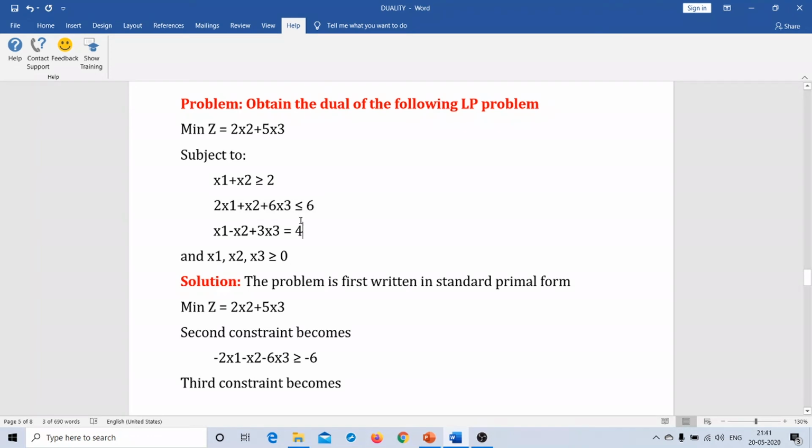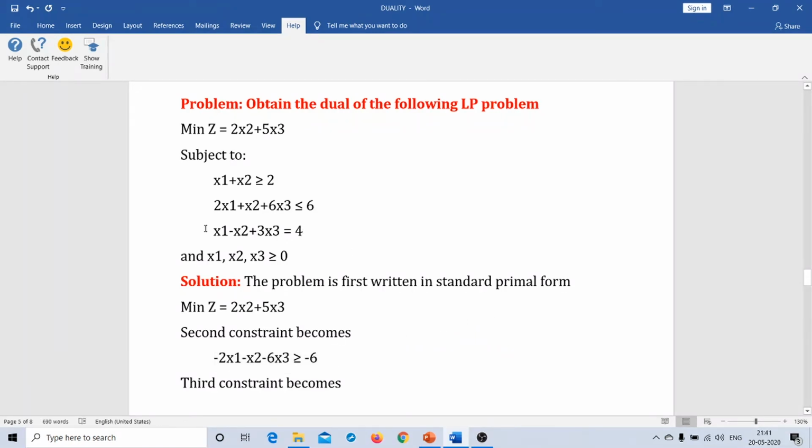My second constraint is having less than or equal to as inequality constraint. So what I do is I will change that into greater than or equal to, right? So how do I do it? I'll multiply it by minus 1. So I'll get minus 2x1 minus x2 minus 6x3 greater or equal to minus 6. So that is how my second constraint looks like.